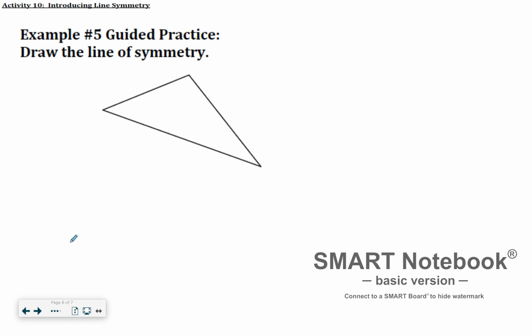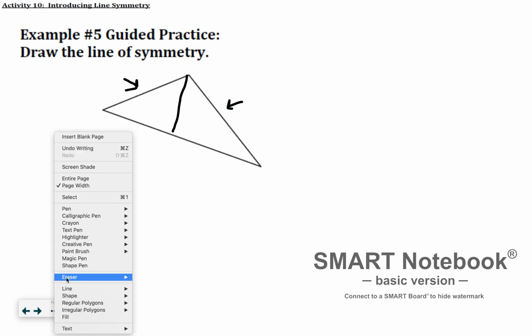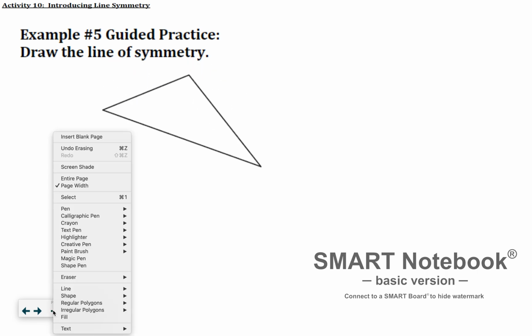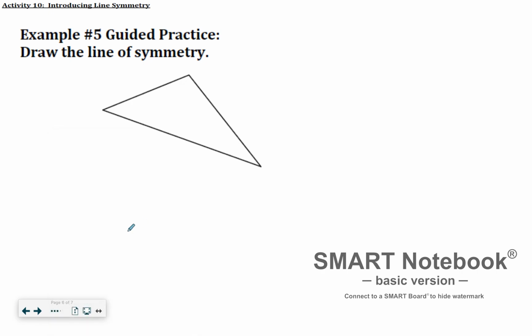Okay, example 5, guided practice. Draw the line of symmetry. Many shapes and figures do have lines of symmetry, but some do not. This triangle does not have a line of symmetry. There is no way we could fold this to have matching parts on either side of the fold. So no matter what we do to cut up this type of figure, it cannot be cut in half. See, this side is too small and this side would be too big. There's just no possible way. So I'm going to erase that so we don't get confused. So not every single shape you see in the world will have a line of symmetry, and that's okay.